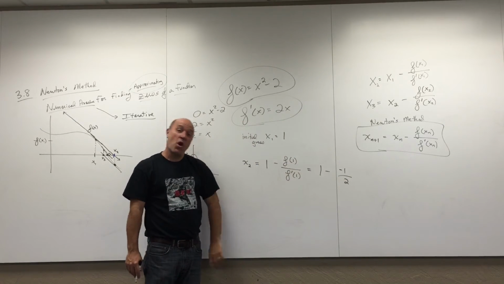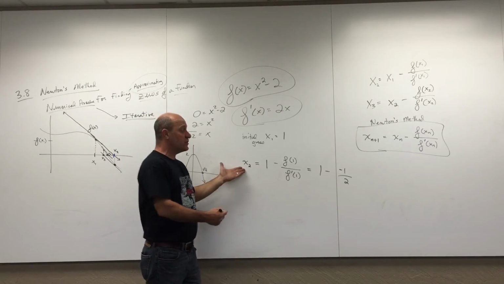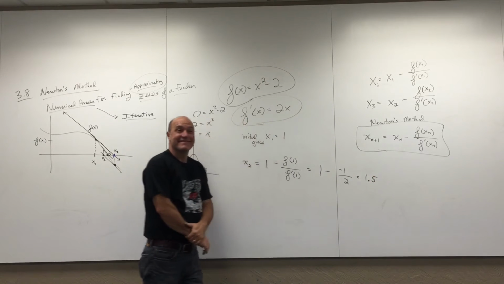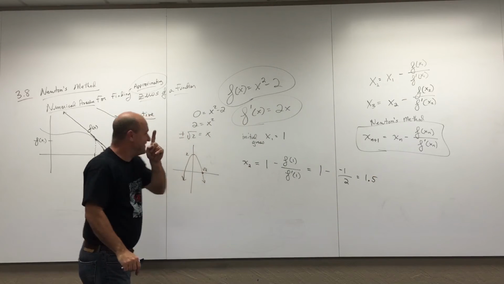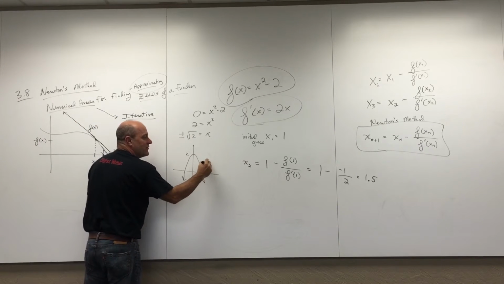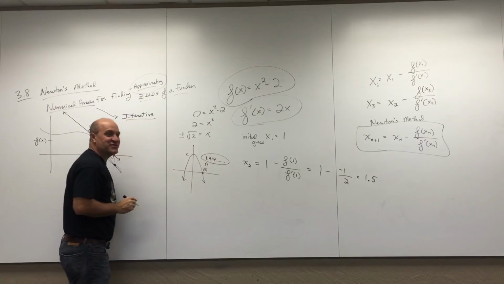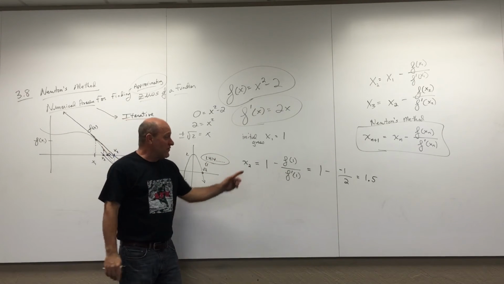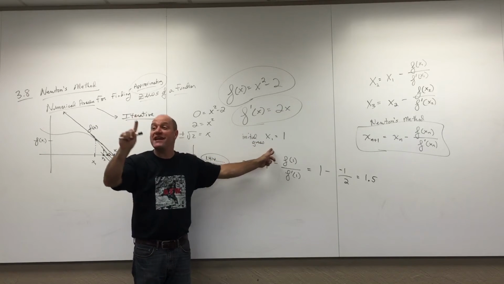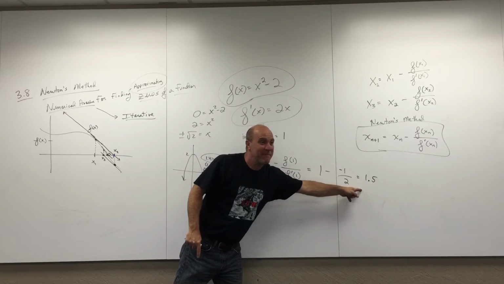Okay, cool. That's pretty easy, you guys. That's 1 minus a negative 1/2. That's 1 plus 1/2. What is this x2? 1.5. By the way, what's the real answer? Square root of 2. And the square root of 2 is 1.414 and so on. So there's the real answer. Our first guess was wrong, but one iteration of Newton's method got me a pretty good guess.